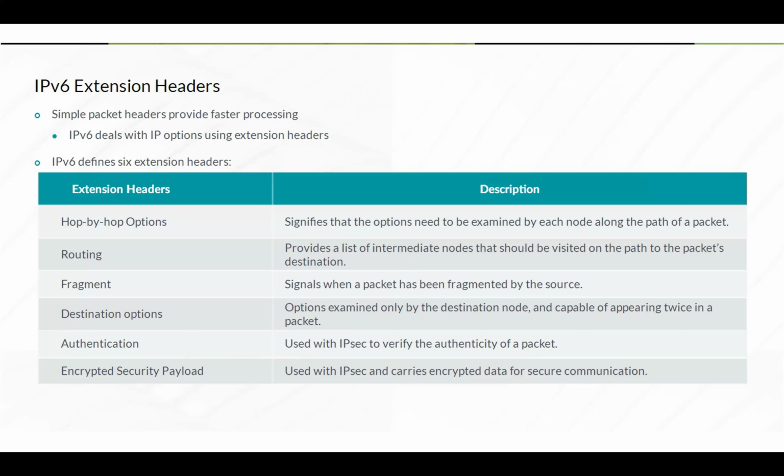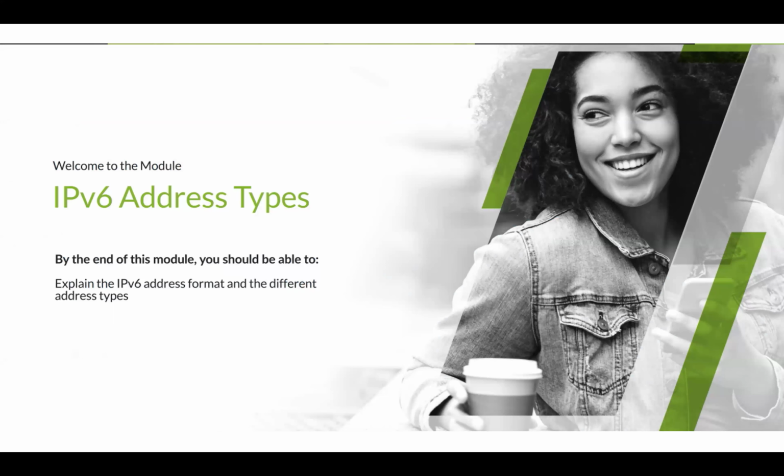So those are the extension headers you can add with the 40 bytes fixed header in IPv6. And in the next section, we will discuss IPv6 address types.